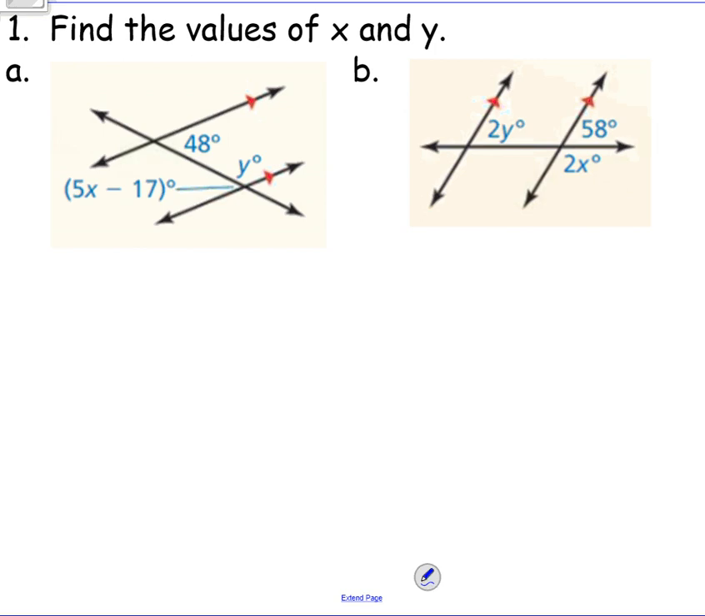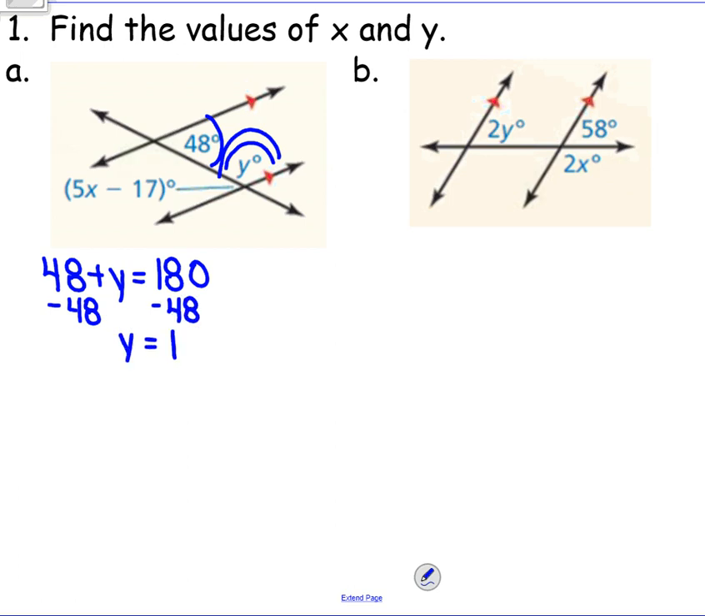First thing I recognize is that the 48-degree angle and angle y, I shouldn't put single arc marks around both of them, those two angles are consecutive interior angles. And consecutive interior angles when the lines are parallel have to be supplementary. So I would start with 48 plus y has to equal 180. And if I take 180 and I subtract my 48 to get my y value, I should be left with a y value of 132.